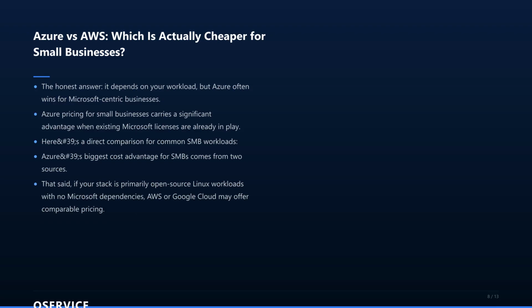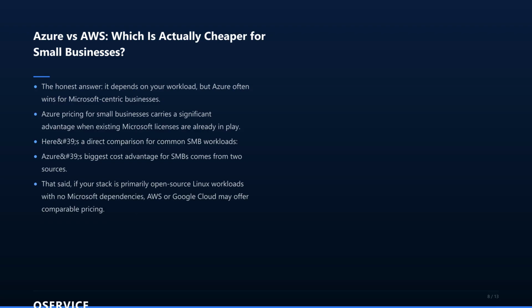Azure's biggest cost advantage for SMBs comes from 2 sources. First, the Azure Hybrid Benefit lets you bring existing Windows Server and SQL Server licenses to Azure, saving up to 40% compared to running the same workloads on AWS without those licenses. Second, Azure's integration with Microsoft 365 means many SMBs are already paying for tools, Azure AD, Intune, Defender, that would cost extra on AWS. That said, if your stack is primarily open-source Linux workloads with no Microsoft dependencies, AWS or Google Cloud may offer comparable pricing.